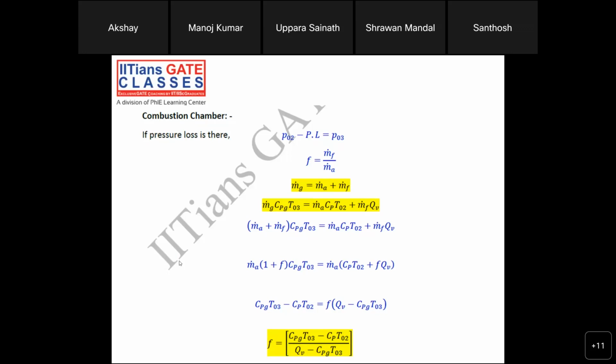It's a static pressure. No. It has to be total pressure, right? Yes. Sorry. It has to be total pressure. So the total pressure tells you more about the energy content in the flow.